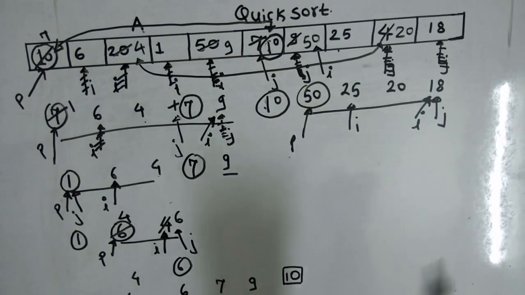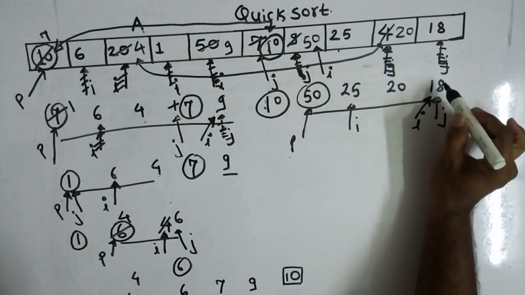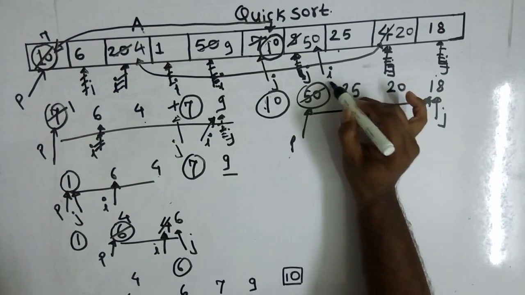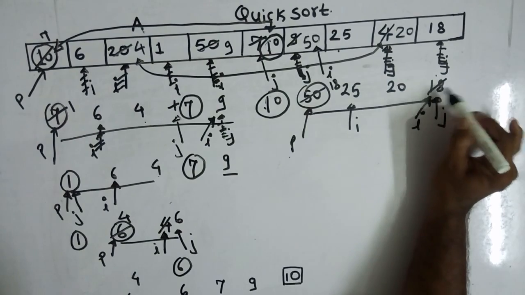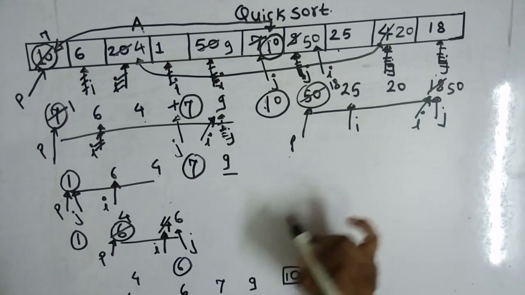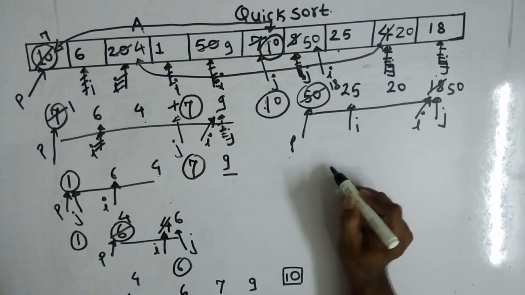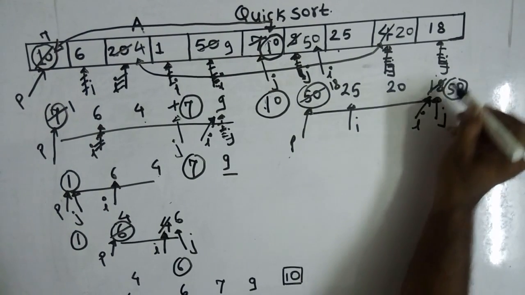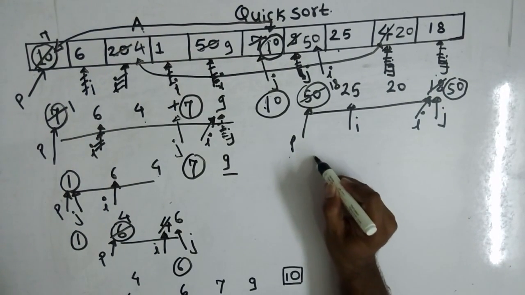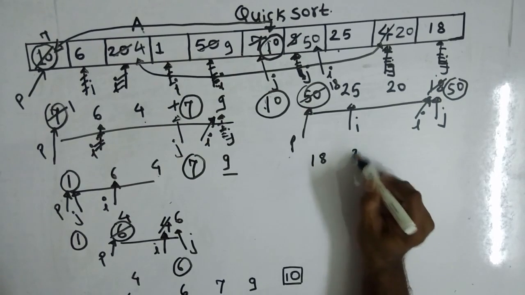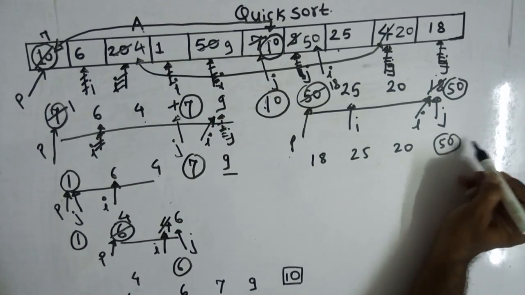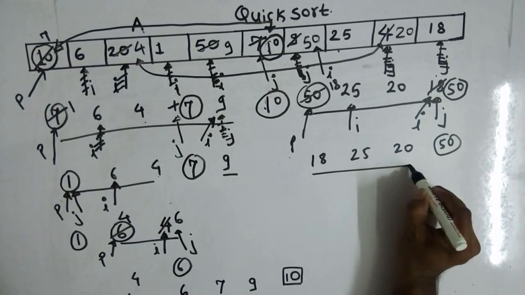So 18 itself is less than pivot. So this time if you observe, i and j have crossed each other, so swap pivot with j. So I'll bring 18 here and I'll bring 50 here. Observe pivot is sitting here after partitioning. The left of pivot contains 18, 25 and 20, and pivot is sitting here. Right part contains nothing. So apply quicksort on the left part.